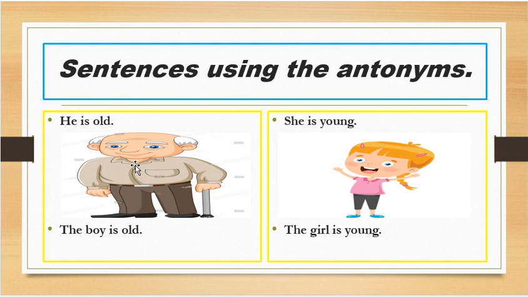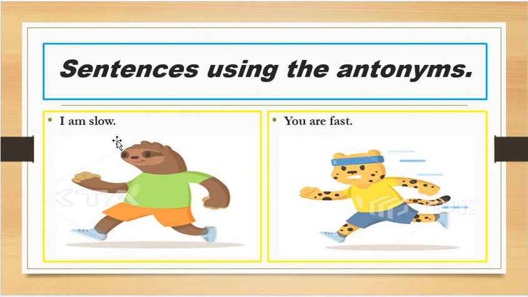Not only he and he, she and she, or it and it. So you can swap, you can exchange. And next, I am slow. That is me, for example, teacher Habi. You are fast.